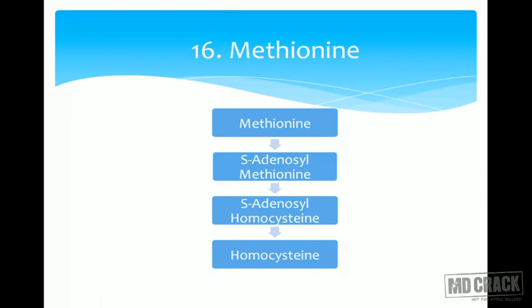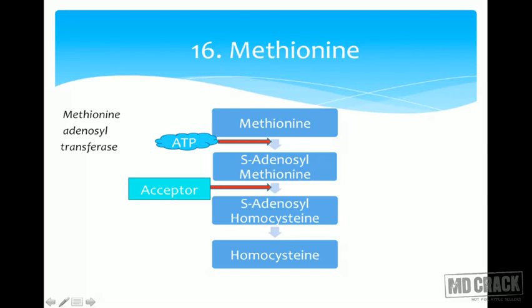S-adenosyl methionine is also abbreviated as SAM, and it is further converted to S-adenosyl homocysteine, which later forms homocysteine. What is required for this conversion? ATP is required for this conversion, and the enzyme is methionine adenosyl transferase. Now, what happens to SAM, S-adenosyl methionine? S-adenosyl methionine transfers its methyl group to an acceptor, whichever wants that methyl group. You give it to that acceptor. That acceptor gets converted to its methylated product. So, S-adenosyl methionine gives its methyl group to the acceptor.